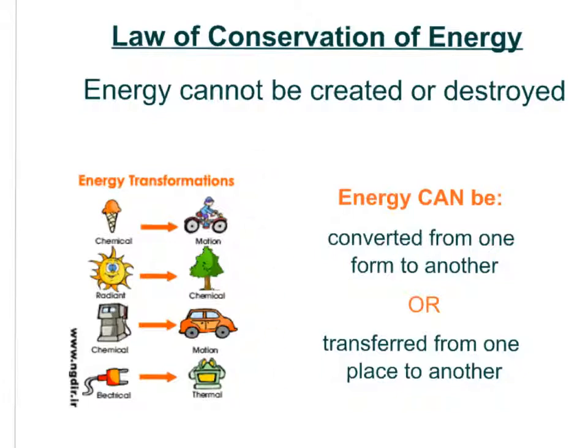Ways that we're going to look at for energy to be converted or transferred would be energy transformations. And here are some examples: transferring chemical energy into kinetic energy or energy of motion, radiant energy into chemical energy via photosynthesis, electrical energy into thermal energy as heat, and a whole lot more. So let's start looking at some of those energy transformations.